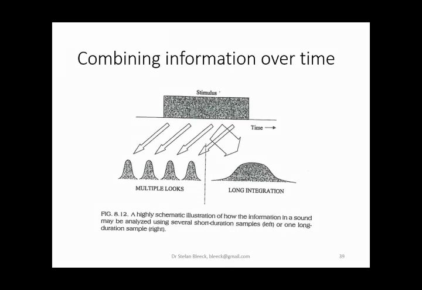Okay. And now to something completely different again, just 2 minutes, about combining information over time. As a very, very schematic illustration of what I actually said at the very beginning. If you have a stimulus, we have two ways of interpreting what our brain does to it. If it's a long stimulus, why do I need long stimuli? Why not just a short stimulus? Well, there are two ways of interpreting that. One is, if I have a long stimulus, I can look several times at it, or I have an integrator that takes a longer time to get something out of that.